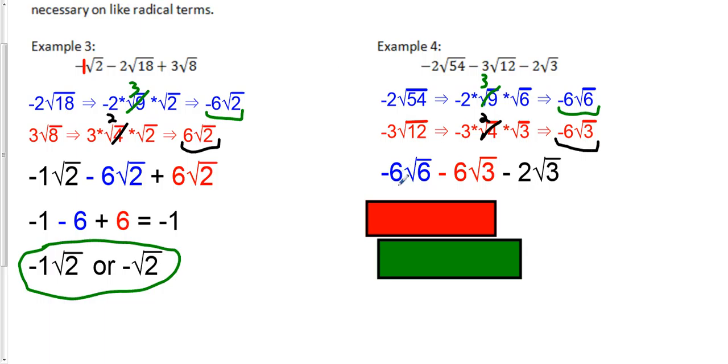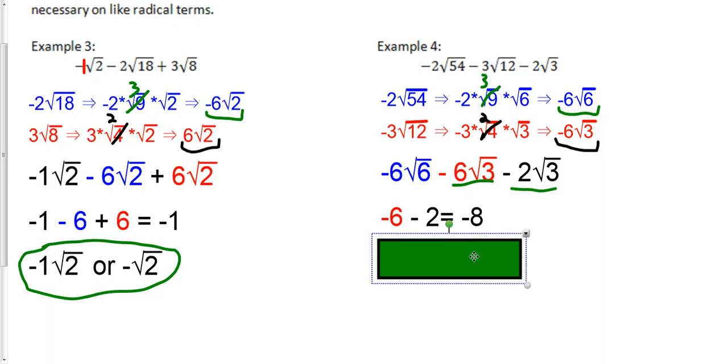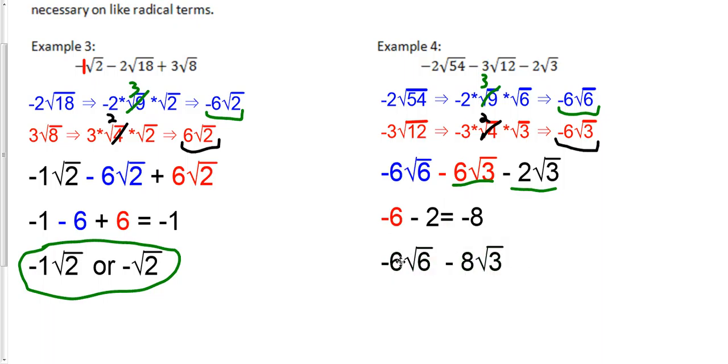Now, we're going to look for ones that match. Square root of 6, square root of 3, square root of 3. These two match. So we can put them together by adding those coefficients. Negative 6 and negative 2 become negative 8. This piece stays the same, negative 6 square roots of 6. But now, instead of taking away two different terms, we're combining this into just one, minus 8 square roots of 3. So your end answer there, in most simplified form, is negative 6 square roots of 6 minus 8 square roots of 3.